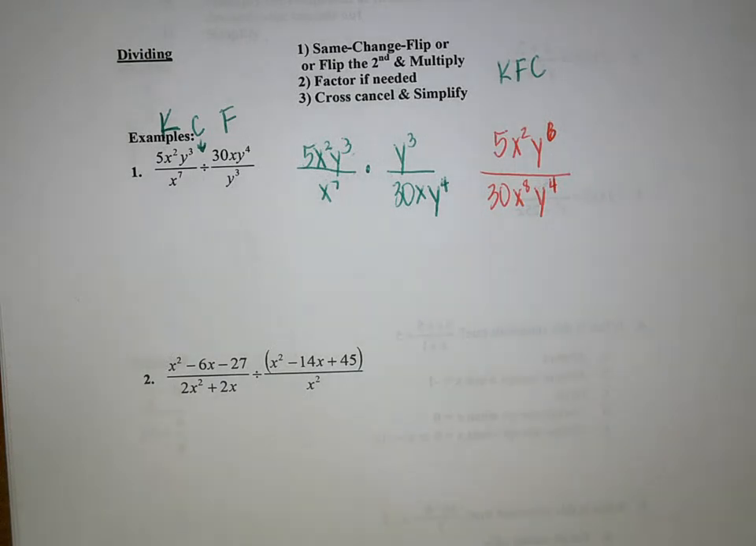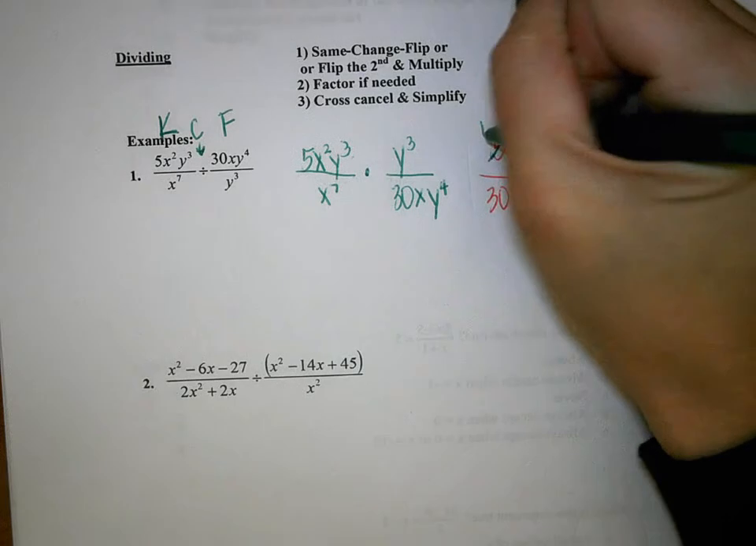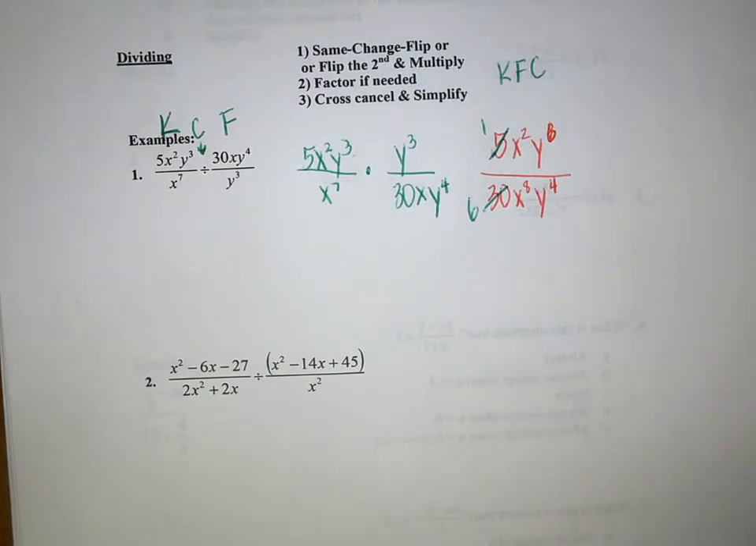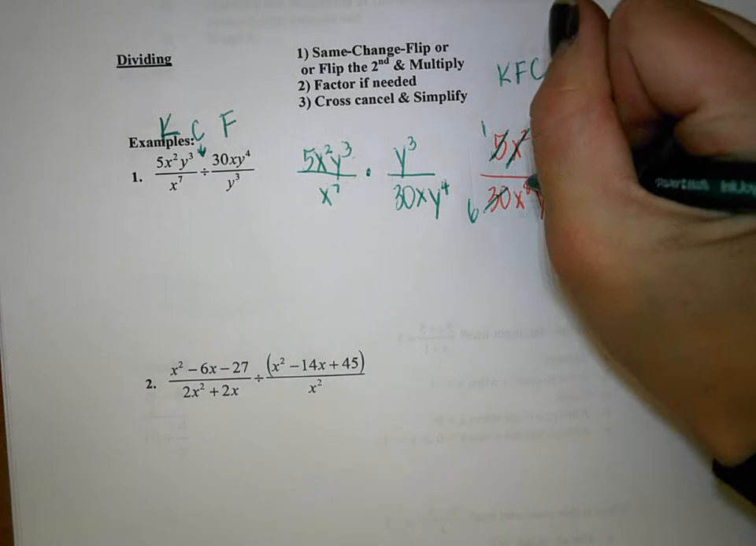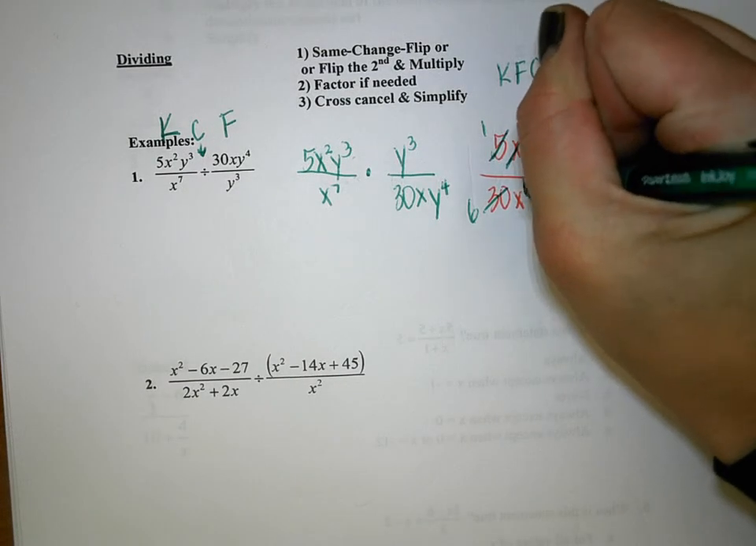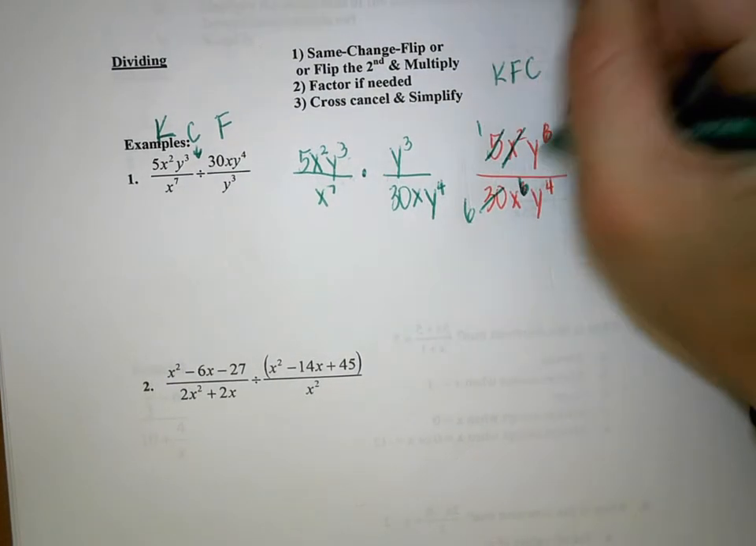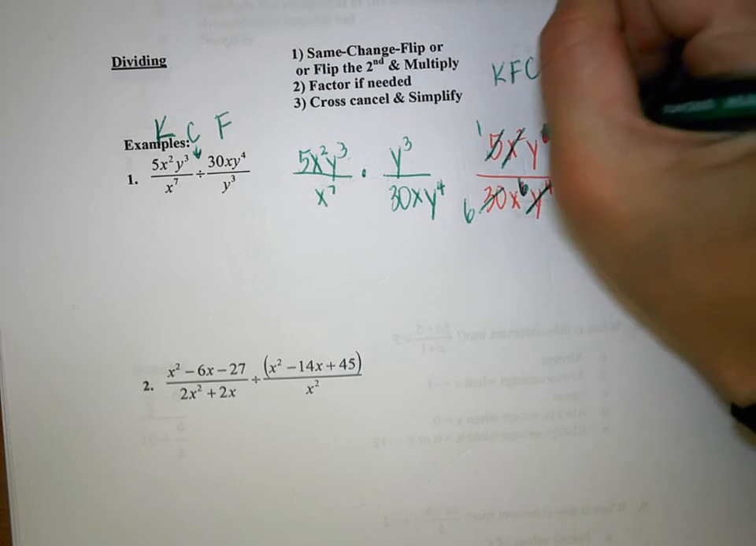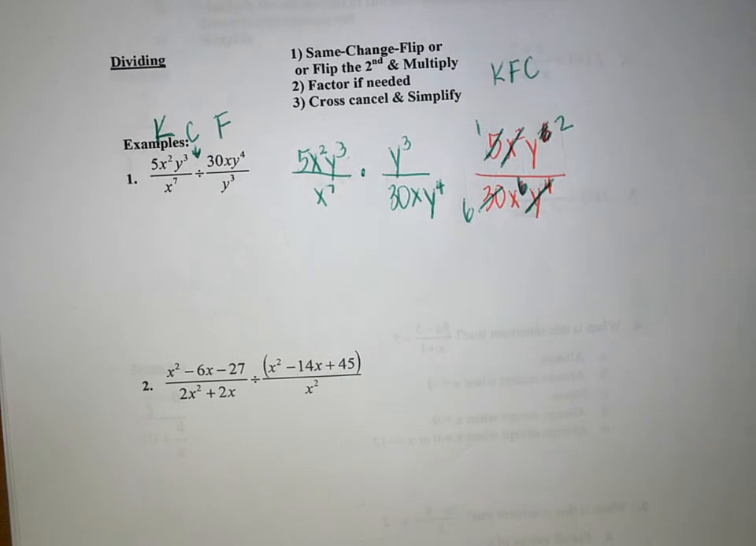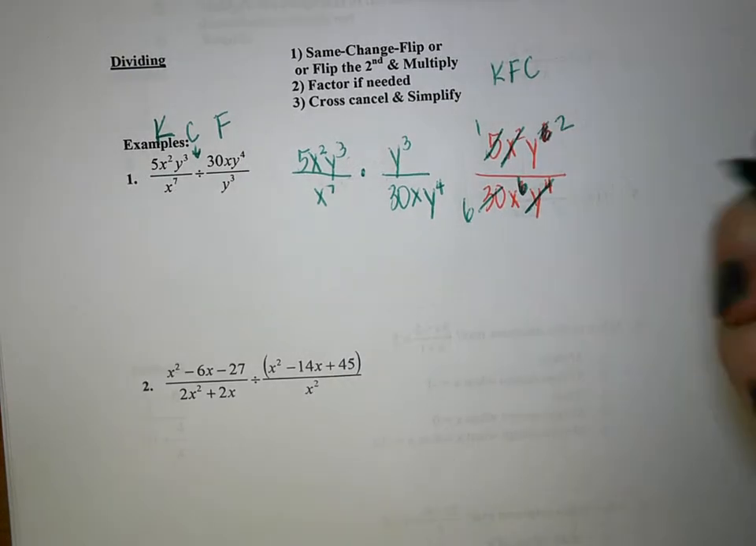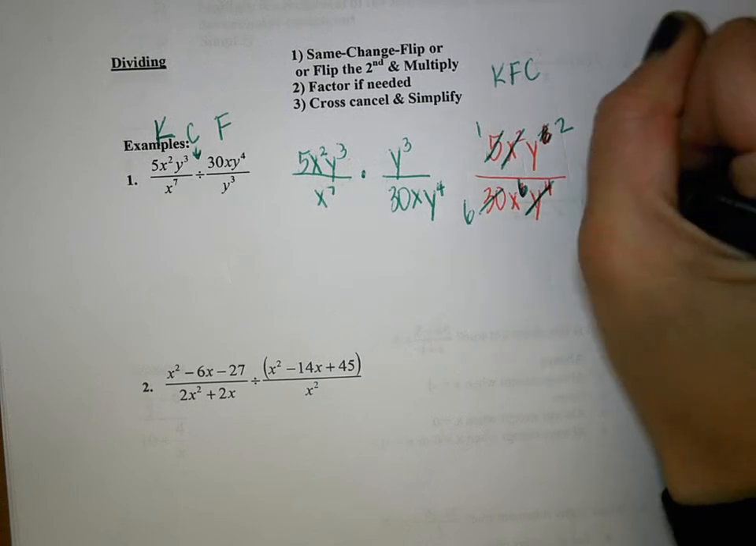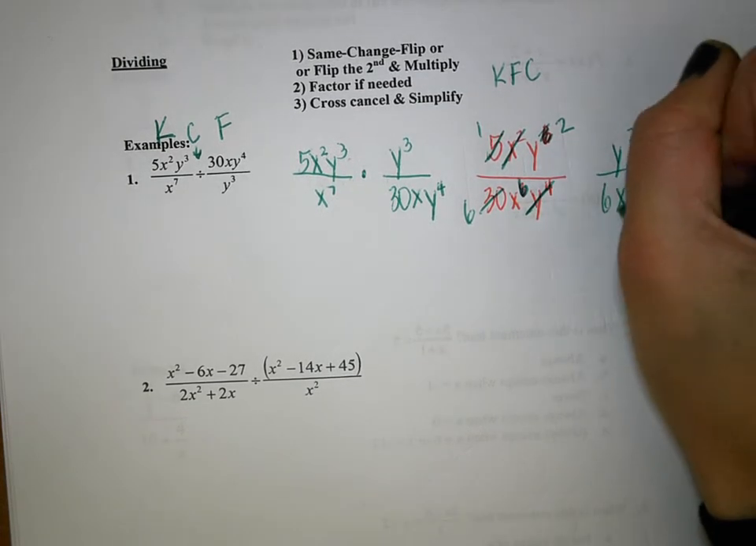Okay, so 5 and 30, how do those reduce? 1 over 6. The x squared and the x to the eighth. X squareds cancel, and this becomes an x to the sixth. Here we have 6 up here, so these 4 cancel, and this 6 becomes a 2. So on the top, I'm left with y squared over, and that is my answer.